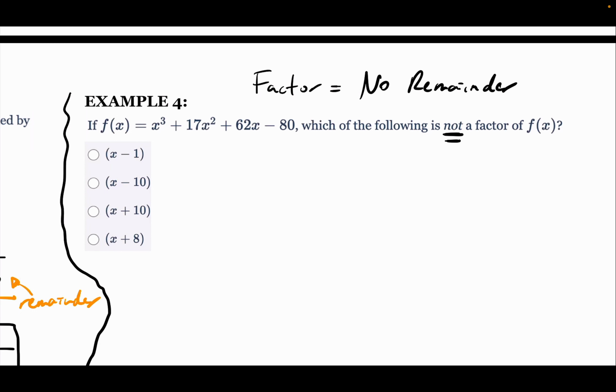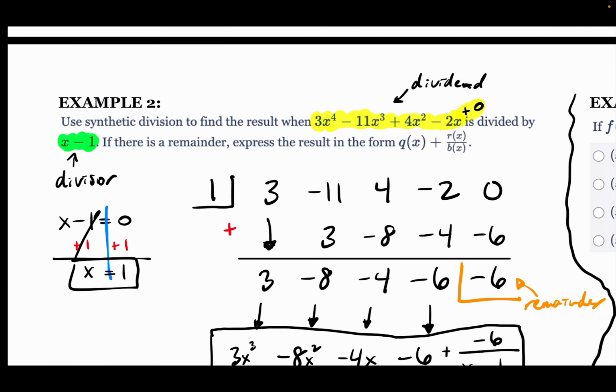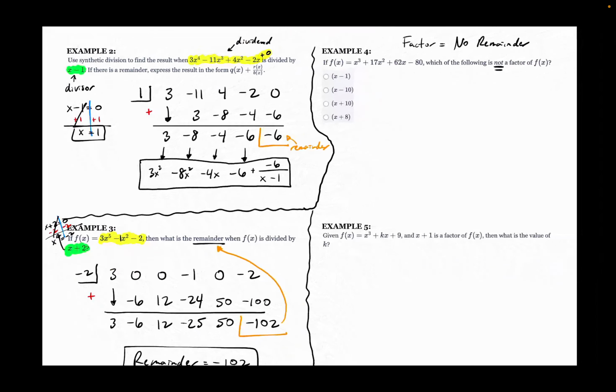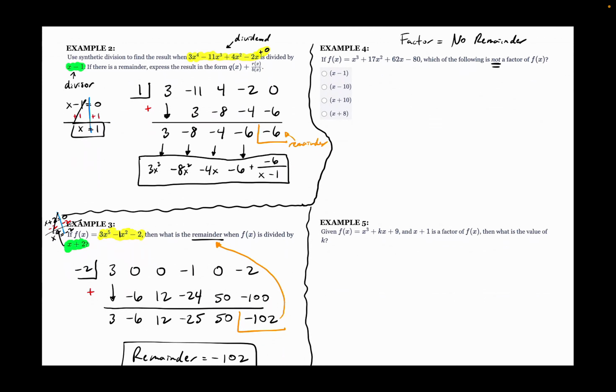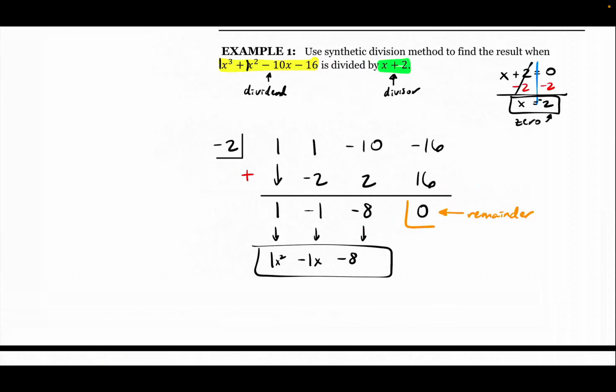Is that what they want? Do they want factors? No. So let's go back to the ones we've done. Look at number 2 and number 3. Are those factors? Is x minus 1 a factor? Is x plus 2 a factor of the yellow? No, it's not. It's not a factor. That's what they want. They want something other than 0. If it said a factor, then they want 0. That's a factor. That's not what they want.